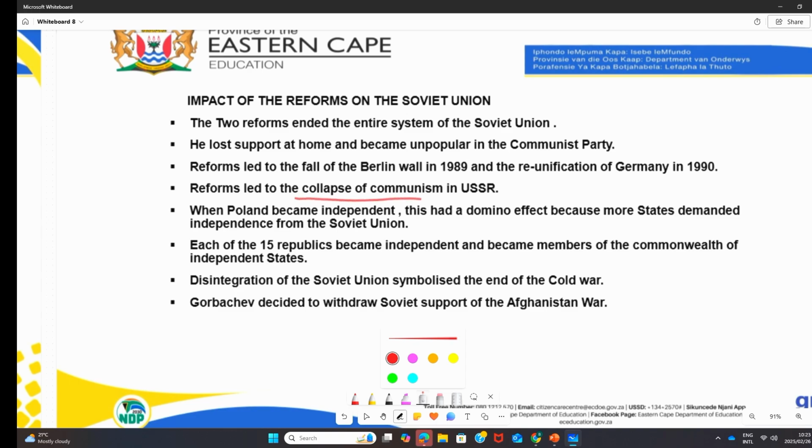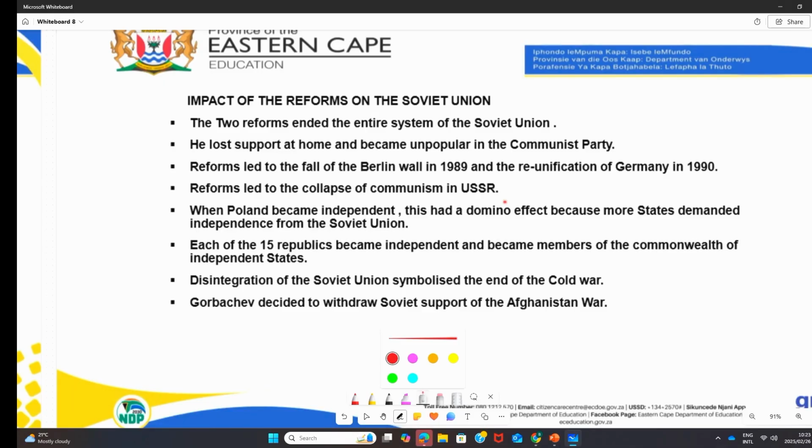It led to collapse of communism. So in your essay, you must make sure that these main phrases are part of your discussion. In each and every paragraph, I want to see the impact, like the fall of the Berlin Wall, Gorbachev becoming unpopular, ending the entire system, reforms leading to collapse of communism. So you have to be sure.